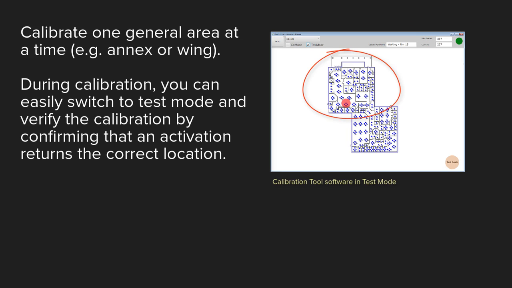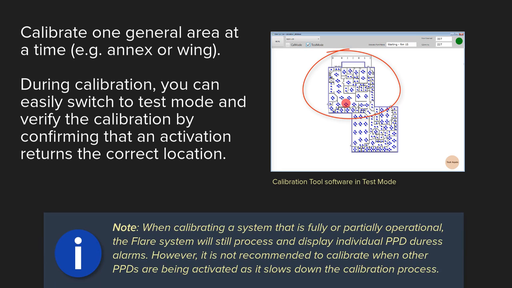During calibration, you can easily switch to test mode and verify the calibration by confirming that an activation returns the correct location. Note, when calibrating a system that is fully or partially operational, the Flare system will still process and display individual PPD duress alarms. However, it is not recommended to calibrate when other PPDs are being activated, as it slows down the calibration process.